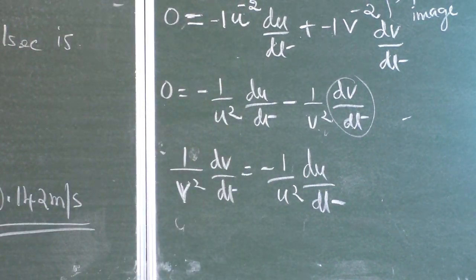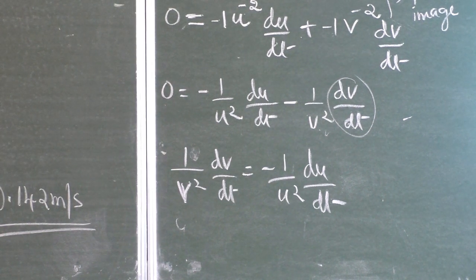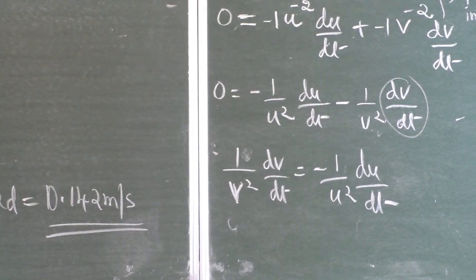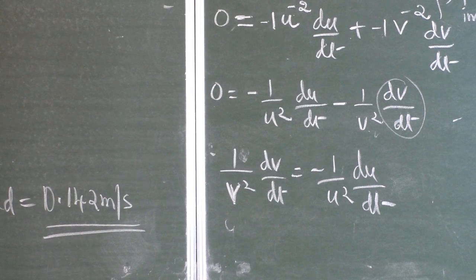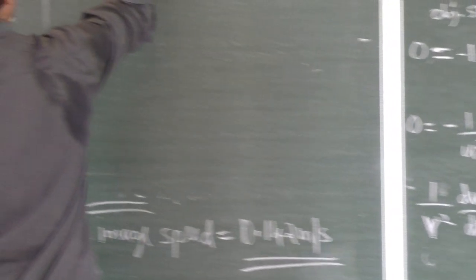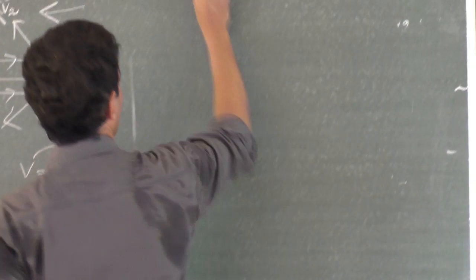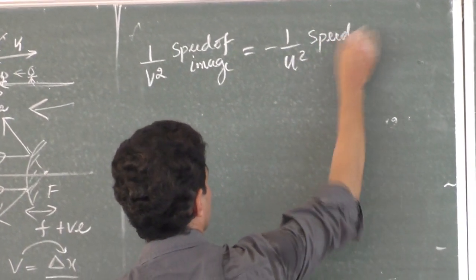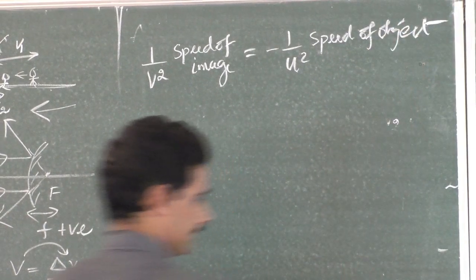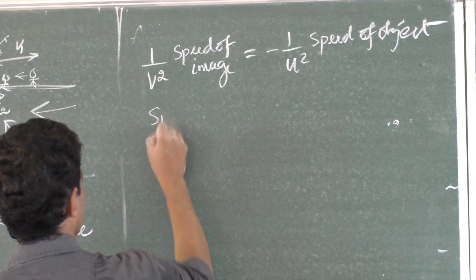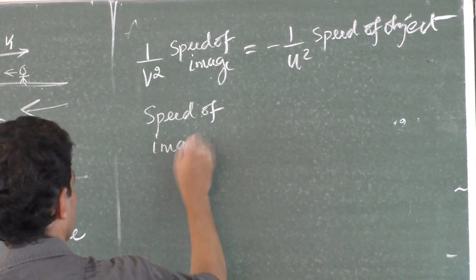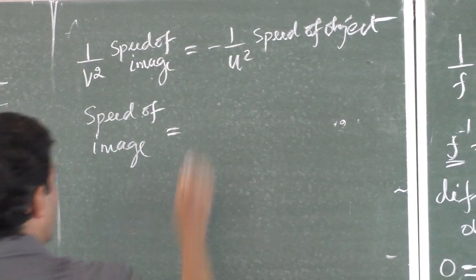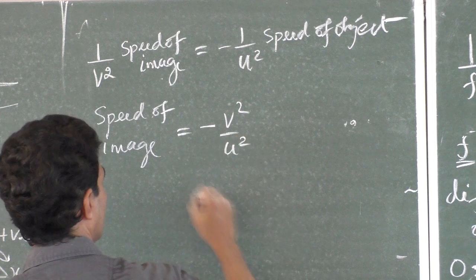Okay, shall I rub this? We have the answer. I will keep the answer here only so that we can compare it. You will get a very close answer. Okay, so we will shift it here. 1 by v square dv by dt is equal to minus 1 by u square du by dt. 1 by v square, speed of image, is equal to minus 1 by u square, speed of object. Okay, now what is speed of image? That is our question. Speed of image is equal to minus v square by u square, speed of object.